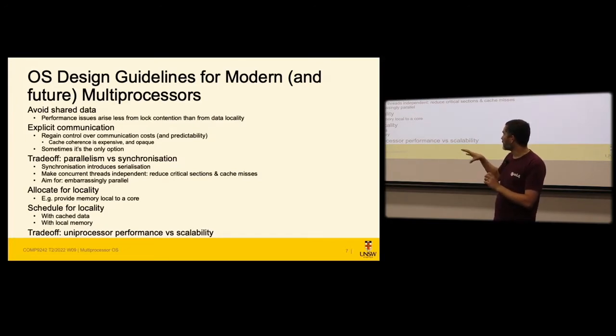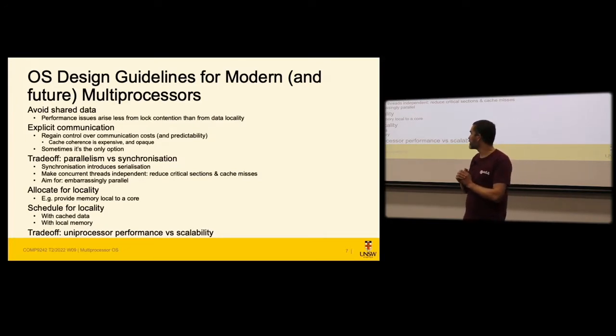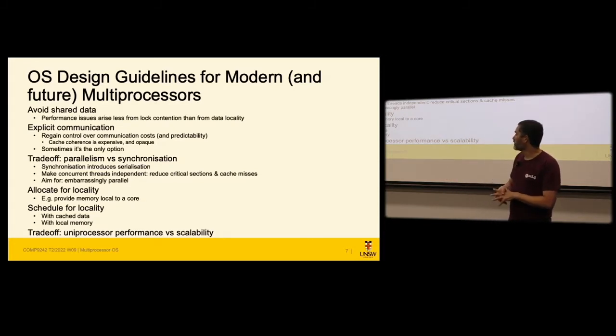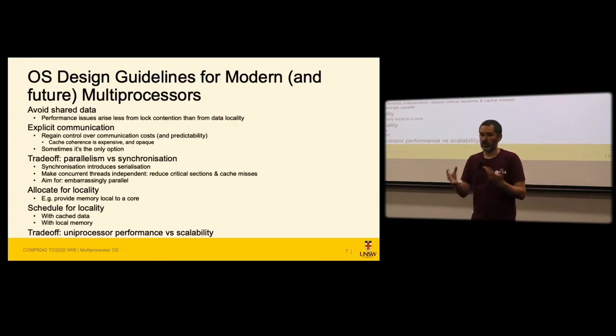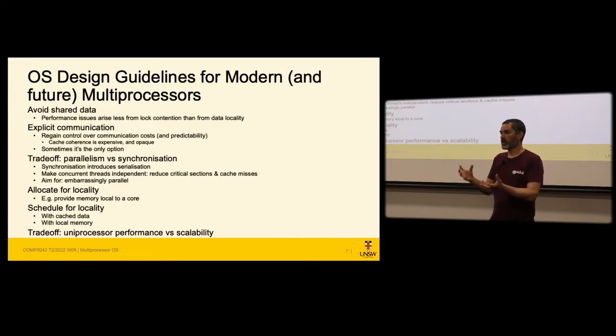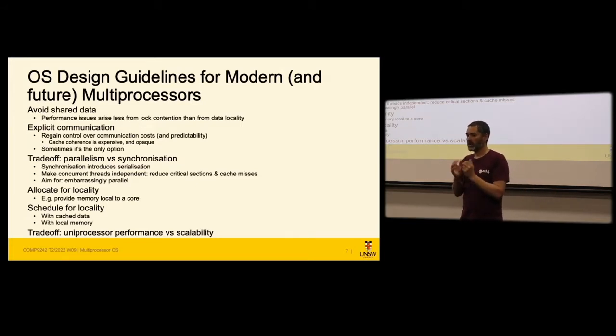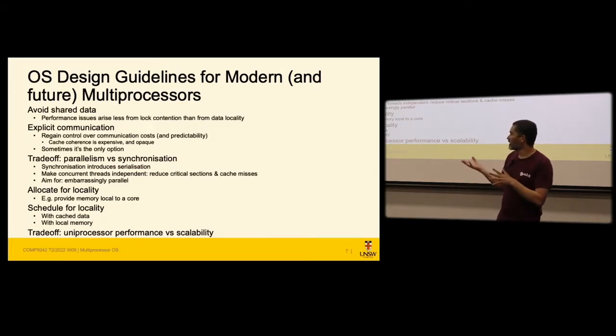So you need to understand where the local memory is and allocate for locality. And likewise, you need to schedule for locality. We talked about this before, but you want to schedule processes with their cache data. So you need to know where they've run before, where their cache data is likely to be, and schedule them there, as well as with local memory.